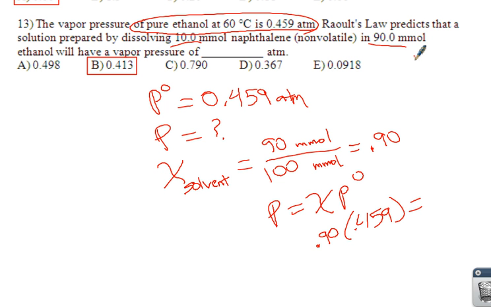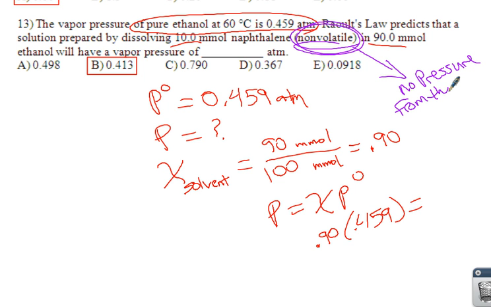The other big key here that I want to point out vocabulary-wise is that it is non-volatile. This means no pressure from this substance. So that naphthalene is not turning into a gas. The naphthalene is not adding to the pressure above the solution. All of the pressure above the solution is due to the ethanol.